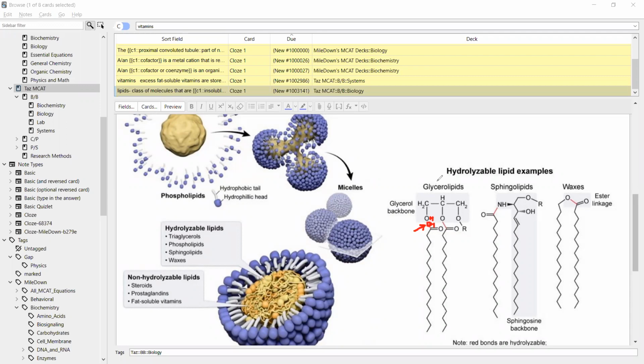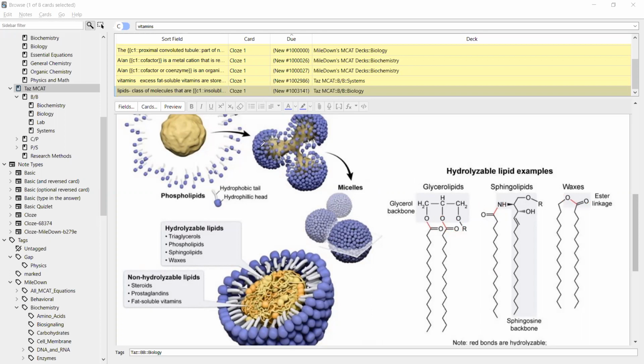We can break this. Not all lipids can be broken like this. You have to have this kind of carbonyl bond to be broken. If you see that kind of pattern, then the lipid is hydrolyzable. However, there are lipids that are not hydrolyzable, like the ones with the carbon rings. So that's a big difference.